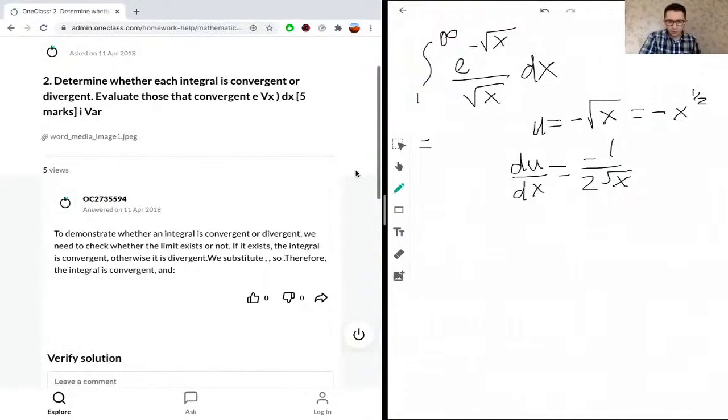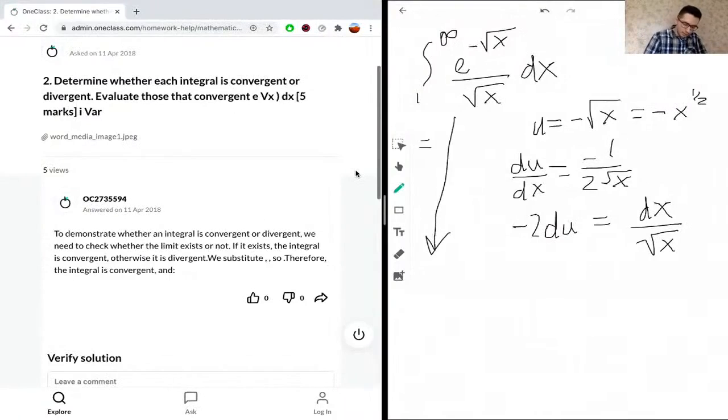Okay, so now that we've set u to negative square root x, and we have the derivative of u, we're going to rearrange this equation, and it'll give us negative 2 du equals dx over square root x. We've done this step to make it easier for us to substitute dx over square root x into the integral.